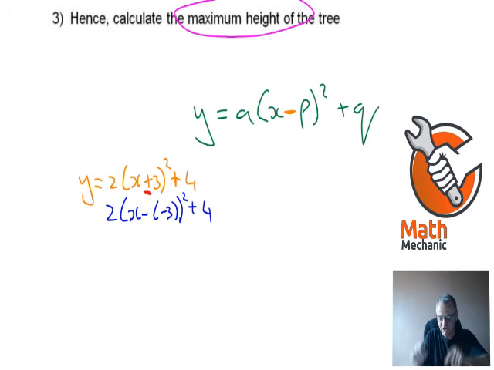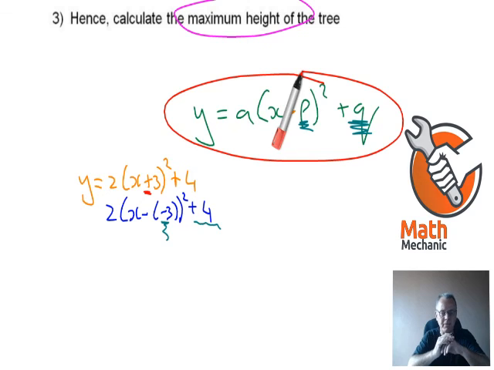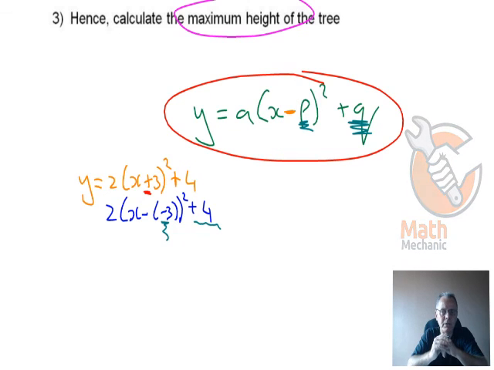Now in that equation, that value of p, that minus 3, will be the x coordinate of the turning point, and q, or the plus 4 there, will be the y coordinate of the turning point. So you need to find a way of converting that original form in which the parabola was given to you into this standard form. And you do that with completion of the square.